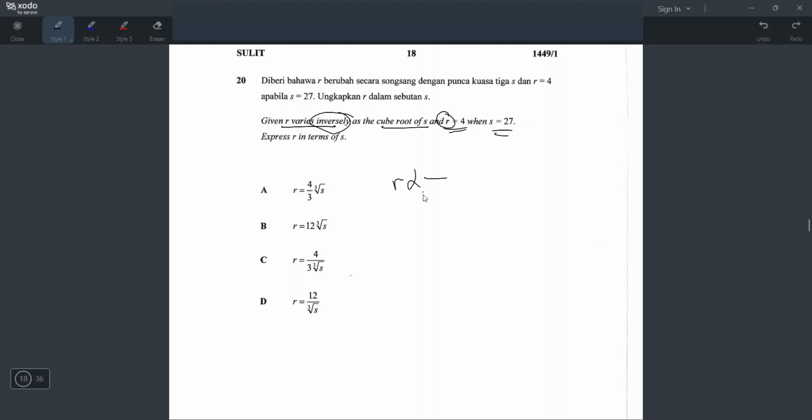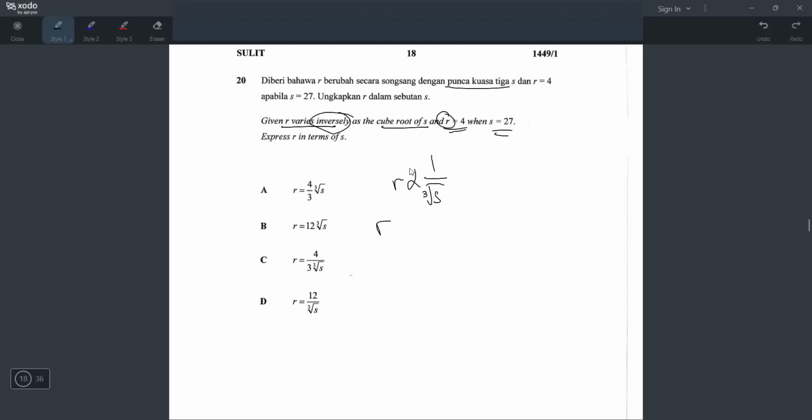And cube root, this is how we write cube root, like this. If there's nothing on top, you have to write a 1. So this is how we write the variation. In Bahasa Melayu, cube root is called punca kuasa tiga. Okay, so up to here, what you will do is change this symbol.